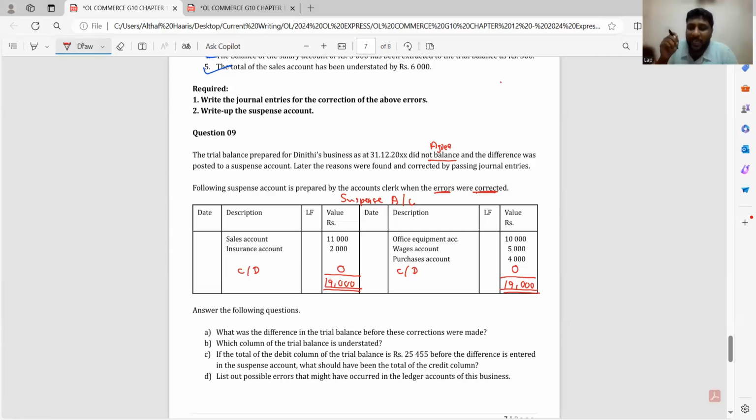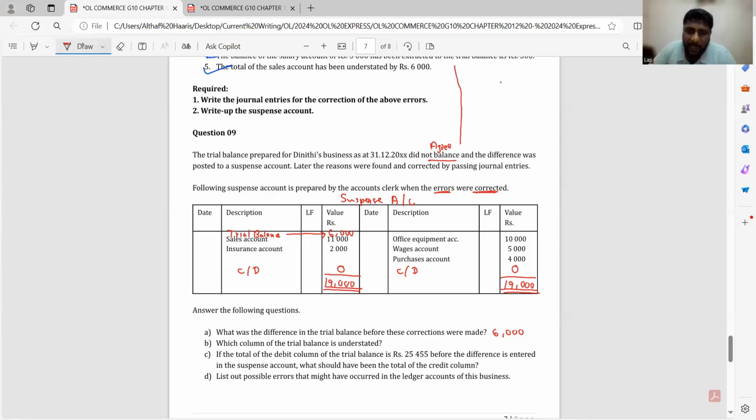Then Farha, you tell me, the untallying 6,000 should be what? If all the errors were corrected, it should be 0. Then this is the amount that you took from the trial balance, 6,000. Okay, Farha, understood? Yes.